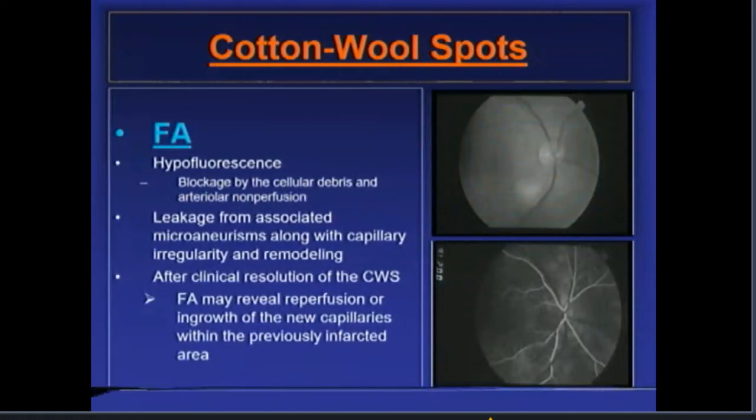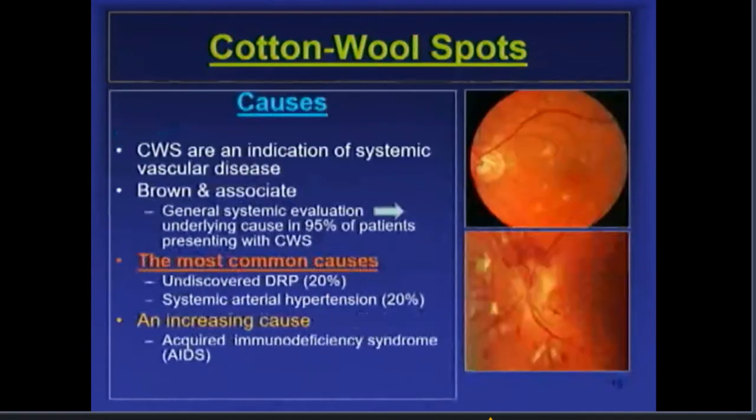This is an example. If you see this patient in the red free, we have a large cotton wool spot. When you do fluorescein angiography, you see the hypoperfusion at that area as hypofluorescent, corresponding to it.